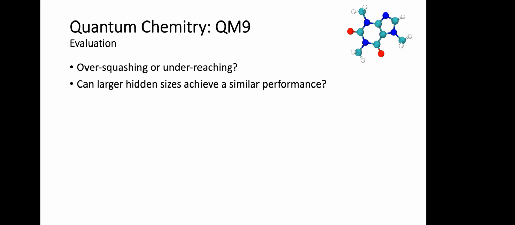They find that at least 90% of the examples in the dataset do not suffer from the under-reaching problem because the number of layers was greater than or equal to the diameter. So they conclude that the source of improvement was clearly not the increased reachability, but instead the reduction in over-squashing. And the second question is, can a larger hidden size achieve a similar performance?